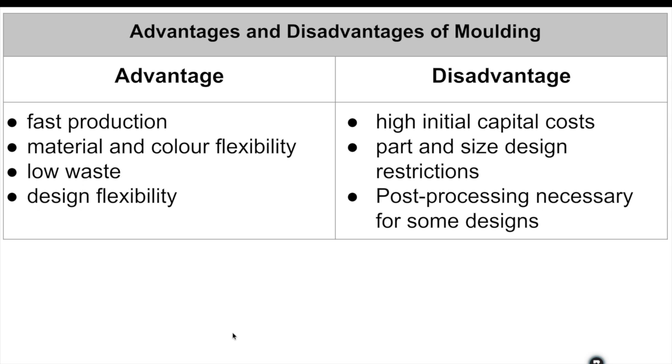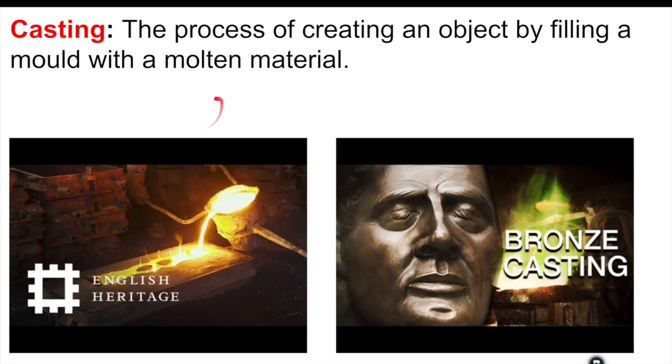Some advantages and disadvantages of molding. For the advantages, there's fast production, material and color flexibility, low waste, and a lot of design flexibility. The disadvantages are a high initial capital cost, especially for the molds or the dies. The part sizes are restricted and not easy to change, and post-processing is necessary for some of the designs.